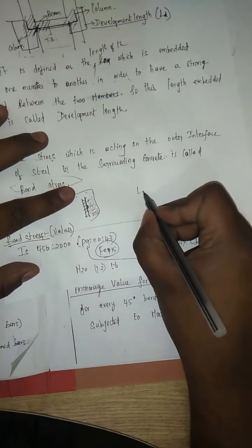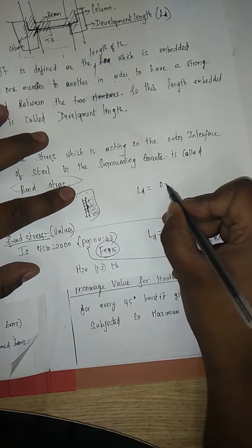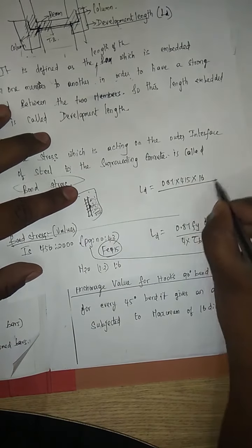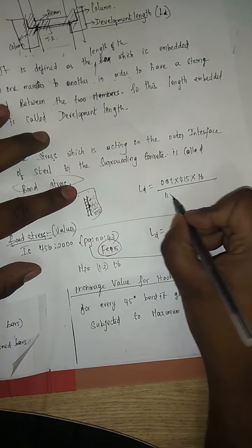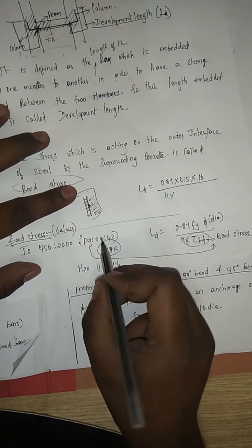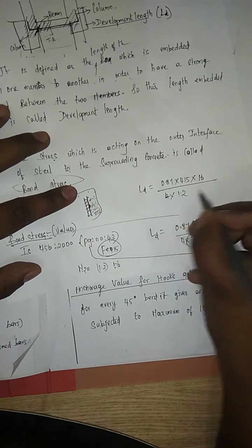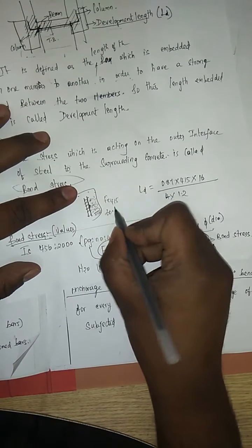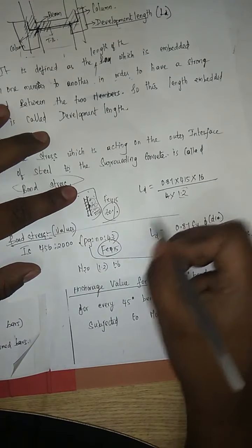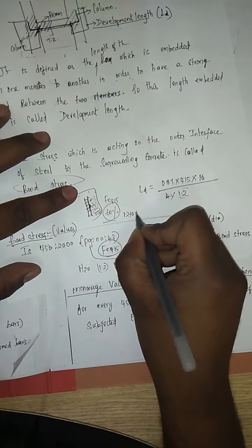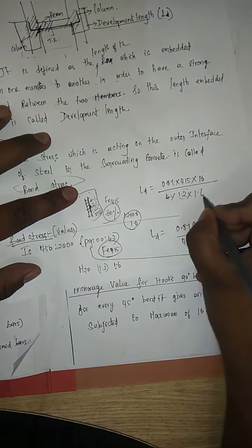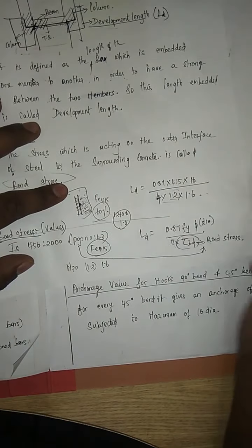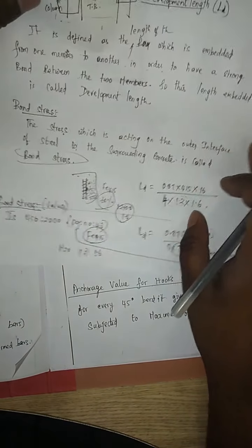So you will write like this, LD is equal to 0.87 into 415. For example, if dia of the bar is 16, divided by 4 into tau BD value according to the table. For example, M20 means 1.2, and if it is Fe415 it should be increased by 60%. Increased by 60% is 1.2 plus 0.6 equals 1.6. So multiply by 1.6. You should write like this, understand? So this is how you will calculate the development length.